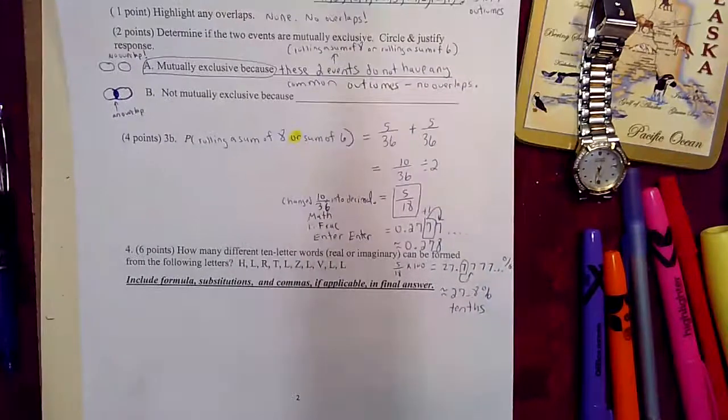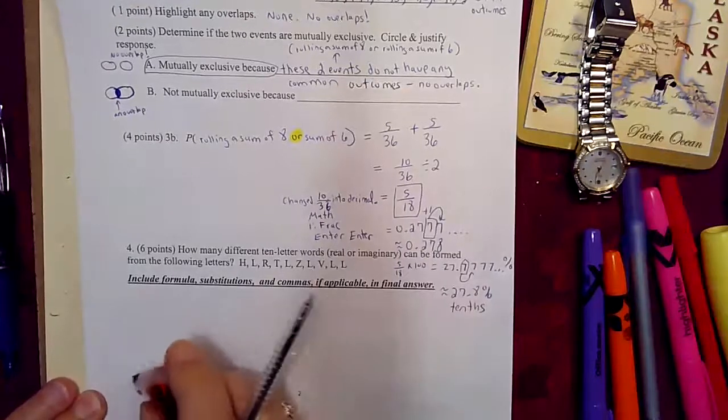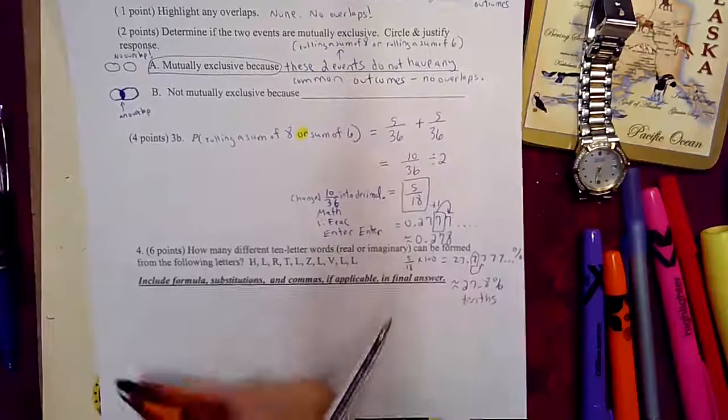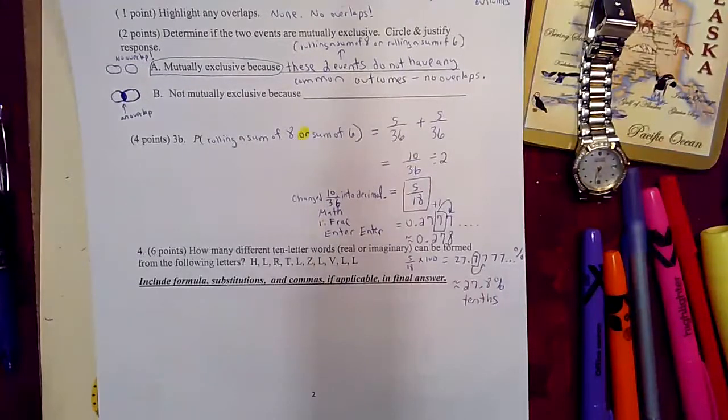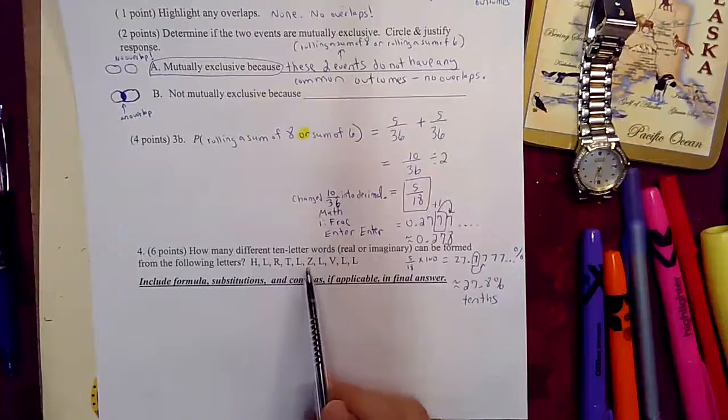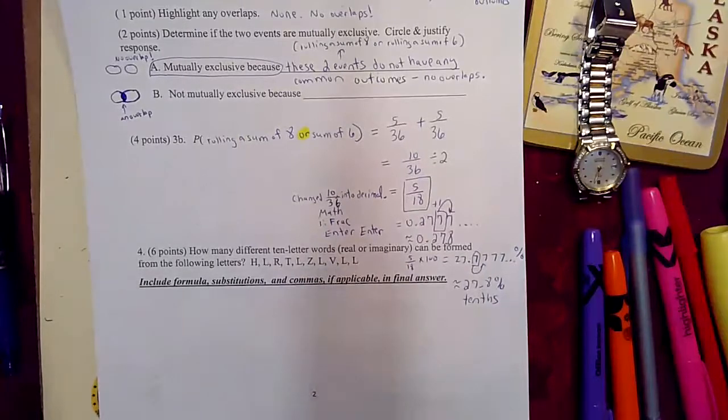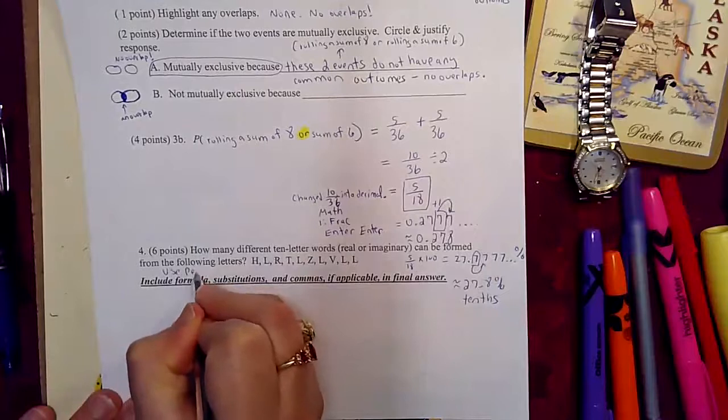Now on four, I'm going to do two problems related to four. This is the first one, but the second one I'm going to get from your ebook in a little bit. And I have a better one that more closely resembles what we're going to do on your test, because it has permutations, the keyword. But this one says, how many different 10-letter words, either real words or imaginary, can be formed from the following letters? So you have all these letters, 1, 2, 3, 4, 5, 6, 7, 8, 9, 10. There's 10 letters there. Okay, so we're going to make use of permutation rule number 2.